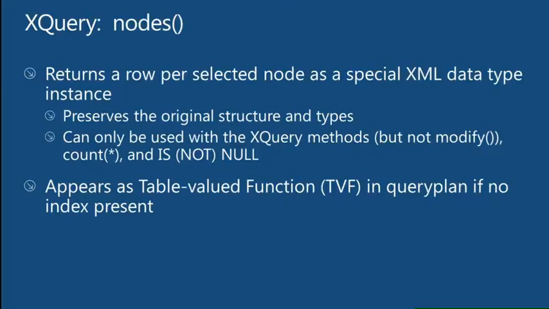Also, an important aspect is that the nodes method basically appears as a table-valued function in the query plan if there is no index present. If there is an index present, obviously, it's not going to be a TVF, because then we already have the data shredded out into an index.